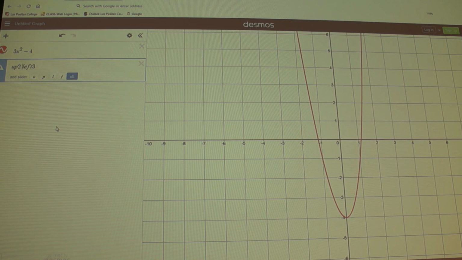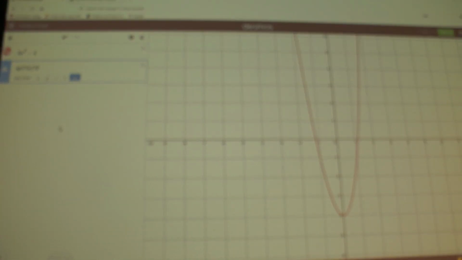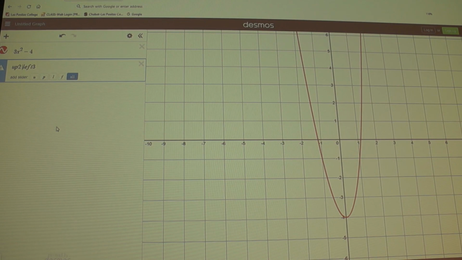What do you guys think I should do? Type in what you think. The y equals part will already come in there. And check your answer to see if your answer is right.